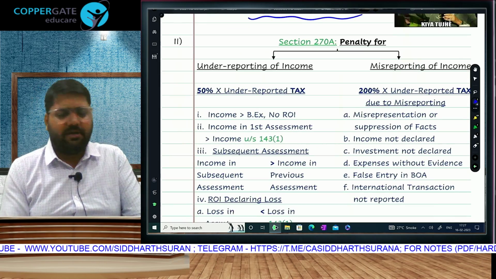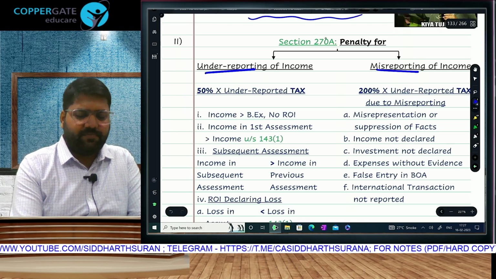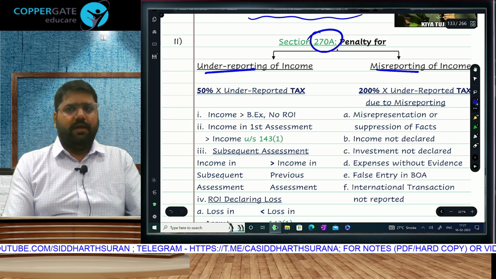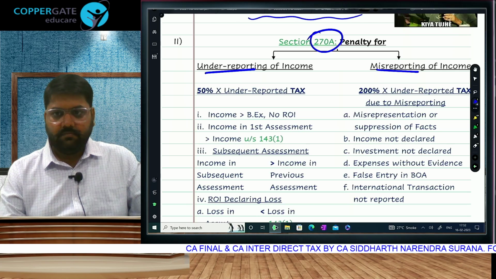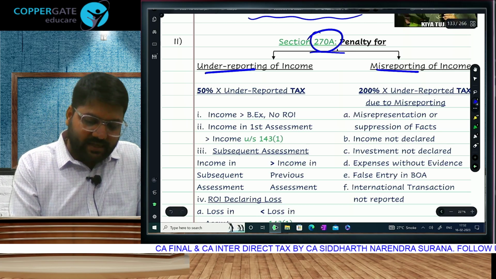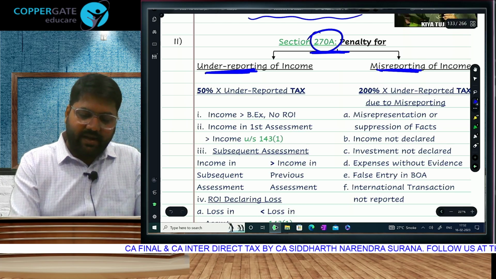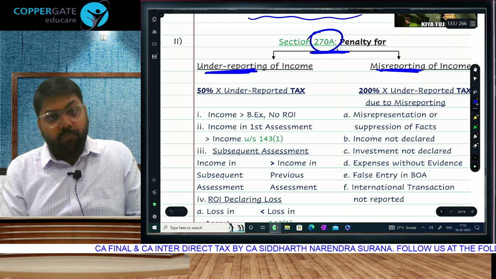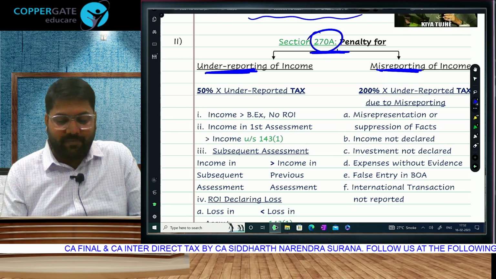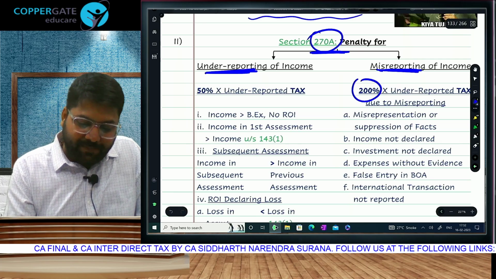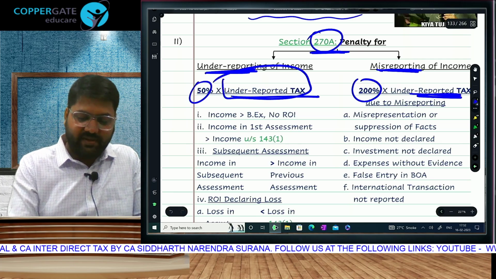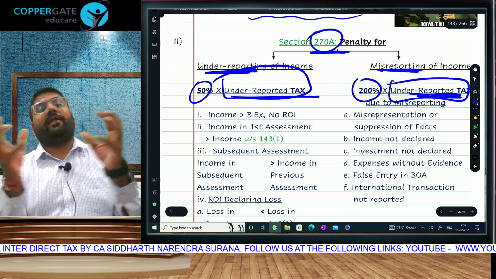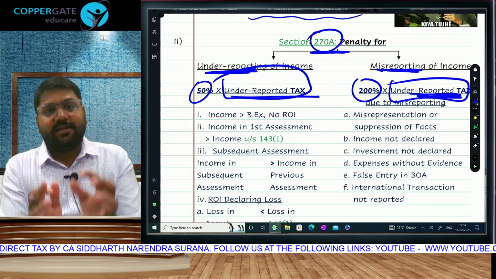Biggest section of the chapter, penalty for underreporting and misreporting, section 270A. Penalty under section 270A for underreporting and misreporting of income. In both cases, there will definitely be underreporting, because if you observe, 200% of the underreported tax and 50% of the underreported tax. So, the amount on which we calculate penalty is same, underreported tax. So, calculate underreported income, then calculate underreported tax.